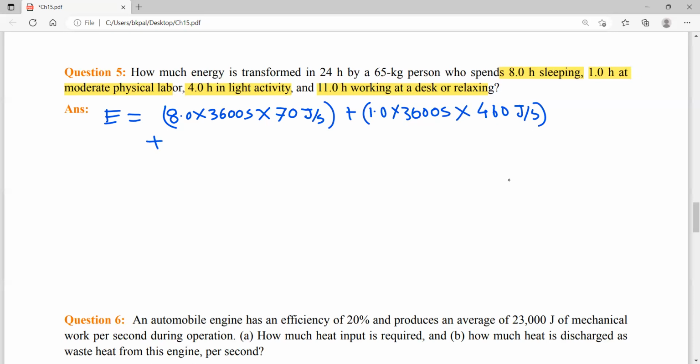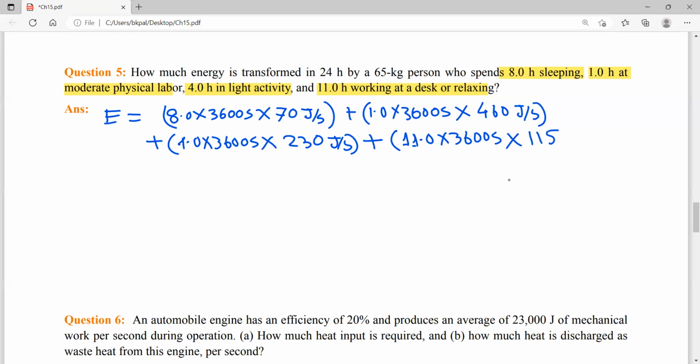Plus 4 hours light activity. So 4 hours means 4 times 3600 seconds, and light activity means 230 watt, which is 230 joule per second, and then 11 hours rest. 11 hours means this many seconds, and for relaxing we need about 115 watt or 115 joule per second. So this much energy we basically need.